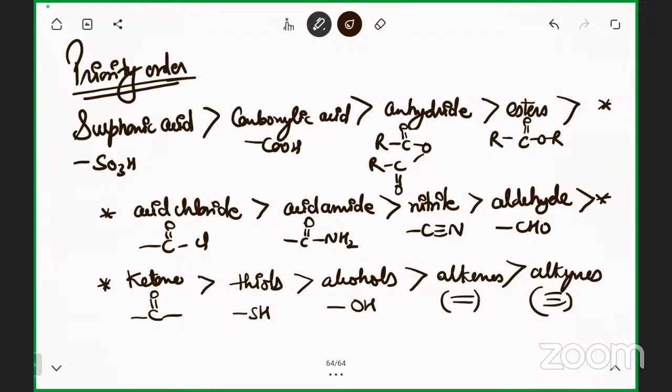We'll do examples in the next class, and also we'll do the example of cyclic compounds in the next class. Then we'll go for the aromatic category, and then IUPAC will be done.